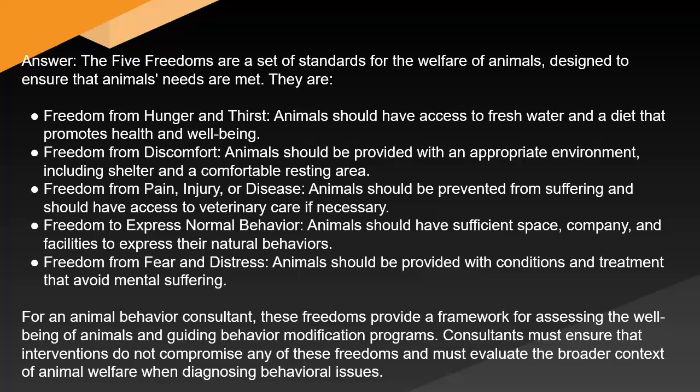Freedom from discomfort. Animals should be provided with an appropriate environment, including shelter and a comfortable resting area. Freedom from pain, injury, or disease. Animals should be prevented from suffering and should have access to veterinary care if necessary. Freedom to express normal behavior. Animals should have sufficient space, company, and facilities to express their natural behaviors. Freedom from fear and distress. Animals should be provided with conditions and treatment that avoid mental suffering.